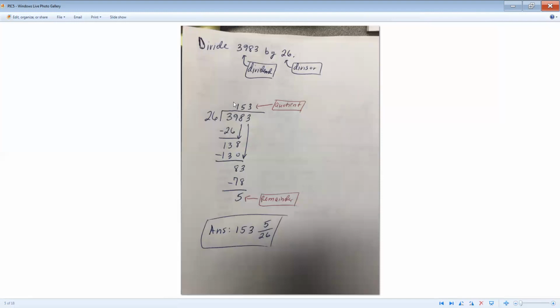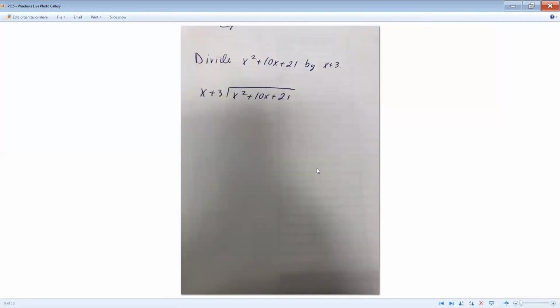So 5 will be our remainder. And we will write our answer as 153 and 5 over 26. And we take that 26 that we were dividing by originally, place that under our remainder. So looking at polynomials, we're going to follow the same process.